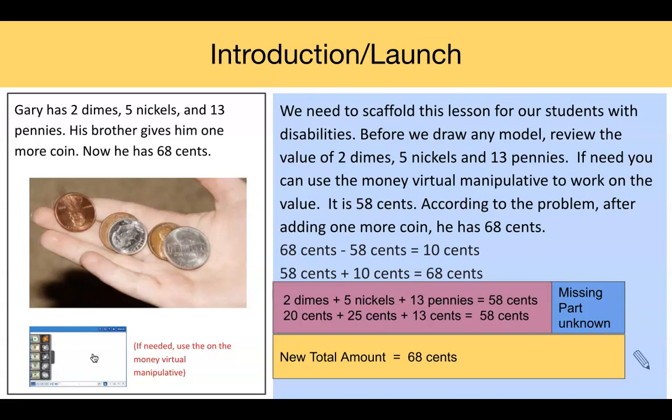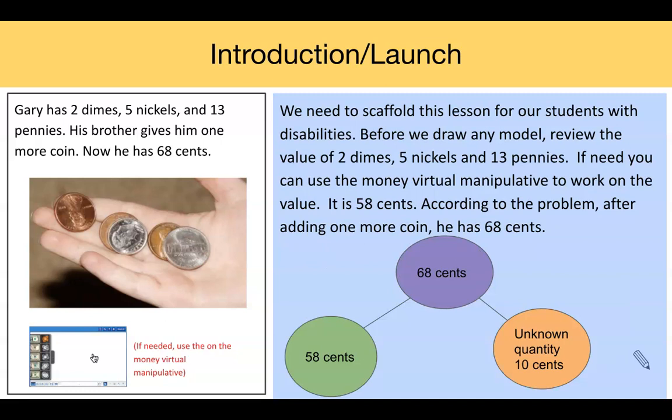But we see that there's a missing part. There's this one coin that's added. We don't know how much it is. We know that the total, our whole, is now 68 cents. And when we add up that money, we get 58 cents. So the two parts will make up the whole in this case. So 58 cents plus 10 cents will equal 68 cents, or 68 cents minus 58 cents equals 10 cents.